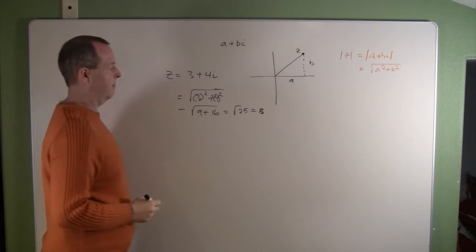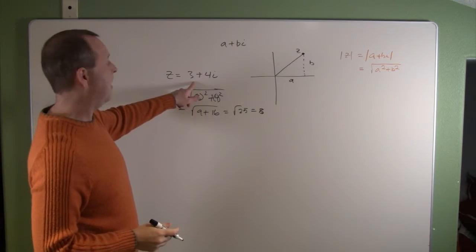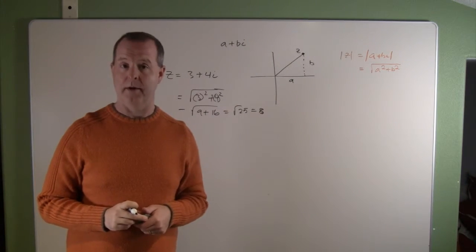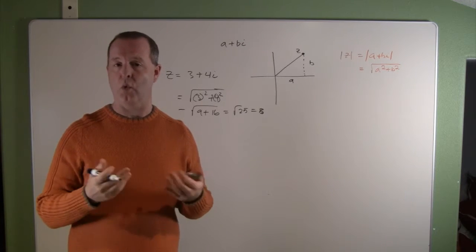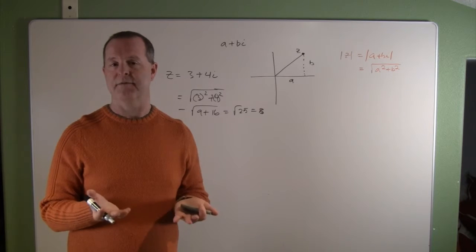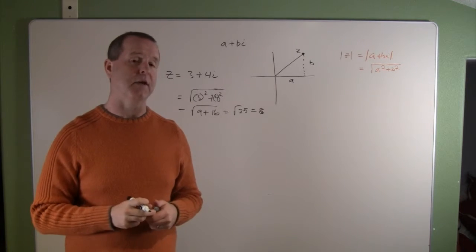I can draw a better 5 than that maybe. So the absolute value of that complex number represents how far away from the origin it is, and it's a distance of 5 units.